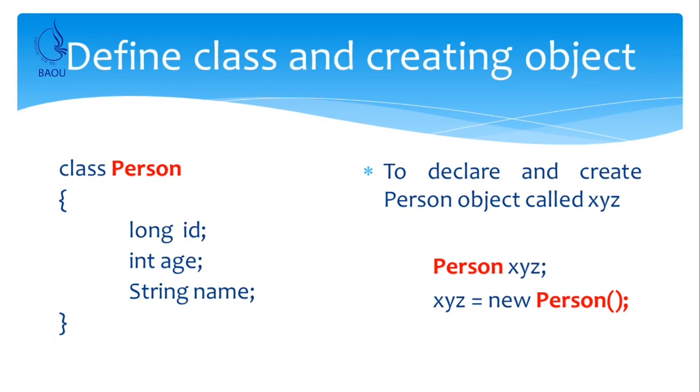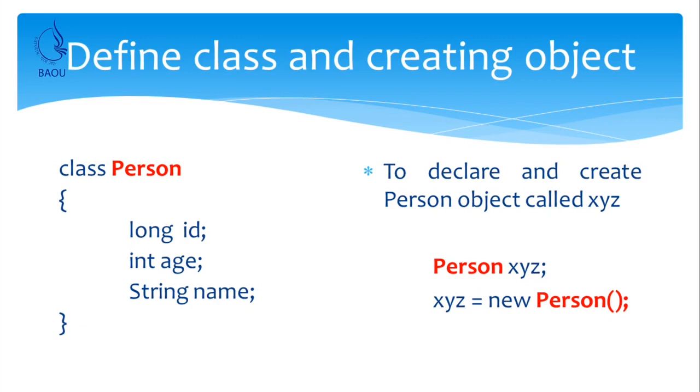Now, inside this class we do not define any method, but we can have a method for reading this data as well as another method for showing this data. Now, once this class with instance variables and methods is defined, you can create object of its type. So, to declare and create person object called xyz, first we declare person type object person xyz. Here xyz represents person.